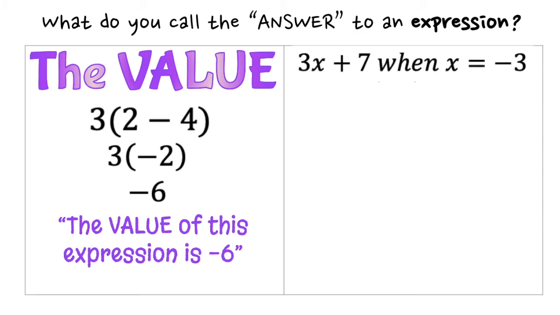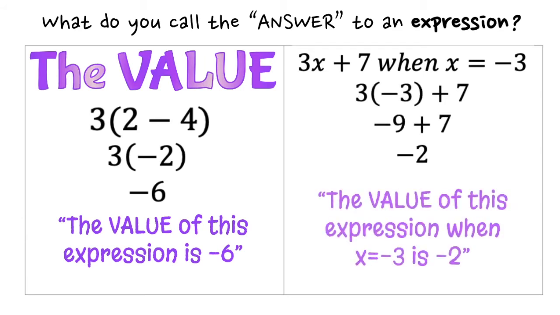You can also see expressions that have variables. For example, 3x plus 7 when x is -3. So we're looking for a very specific value here. What is the value of the expression when x is -3? Well, when you plug in -3, you end up with a value of -2. So our sentence here would be that the value of this expression when x is -3 is -2.